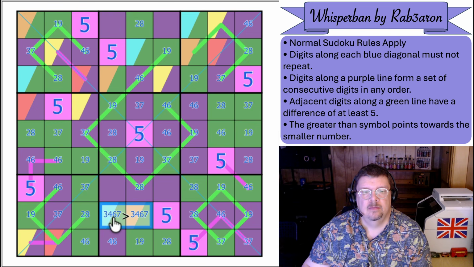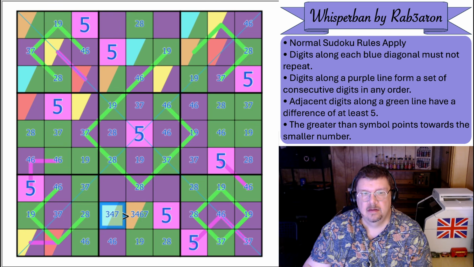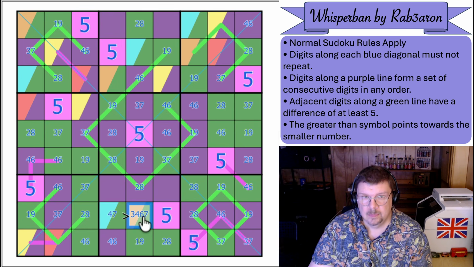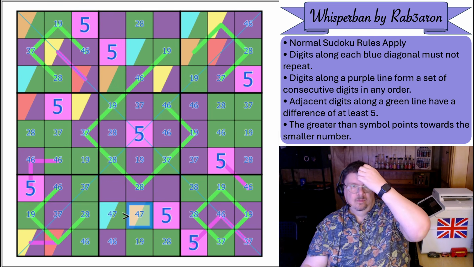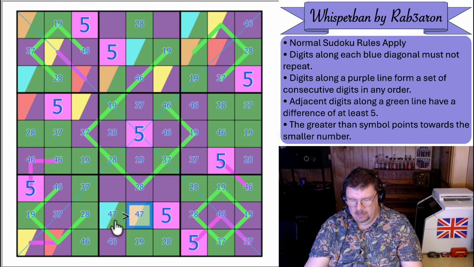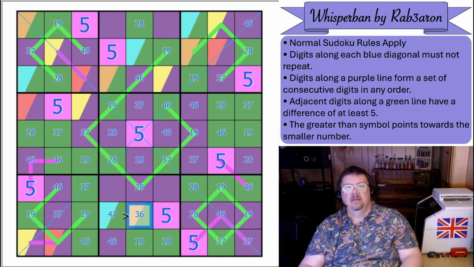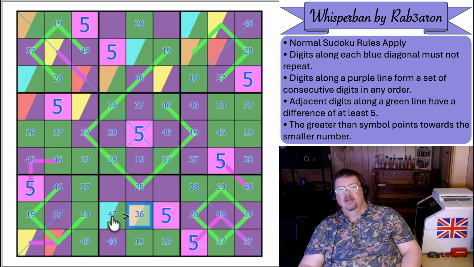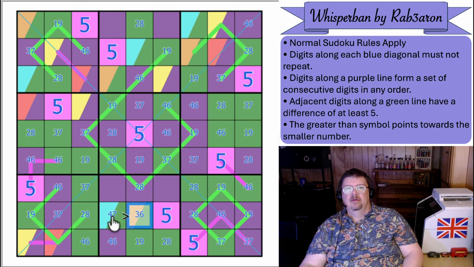But if green is high, then it goes that way. Yes, that's the way around it goes. No, that's not right. There we go. So 4, if green is low, then that's 4. If green is high, it's 7.